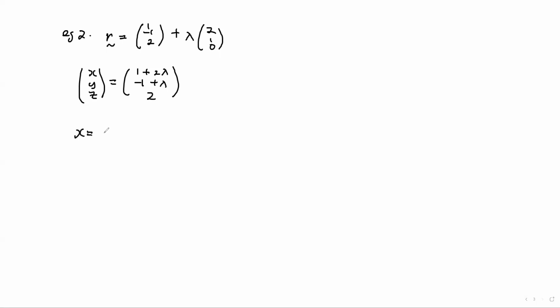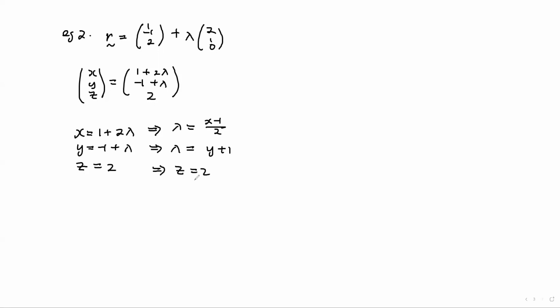Okay, so x is 1 plus 2 lambda, y is negative 1 plus lambda, and z is just equal to 2. Okay, so let's try to make lambda the subject again. Okay, so lambda is equal to (x minus 1) over 2. For this one, lambda is equal to y plus 1, right? And for this one, well, z is just equal to 2. There's nothing much to talk about, okay?